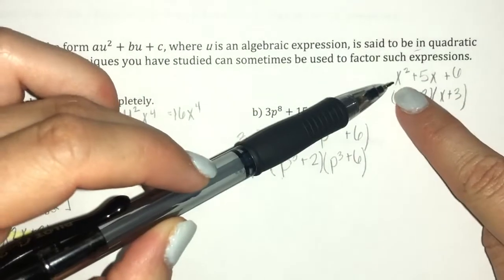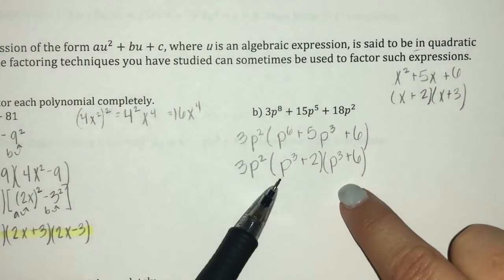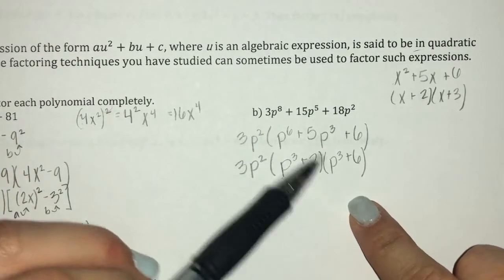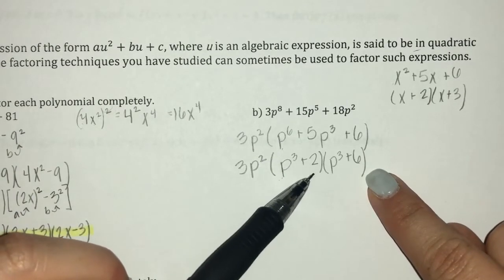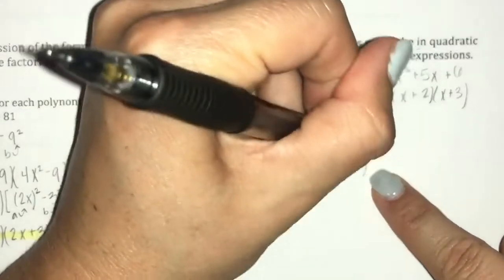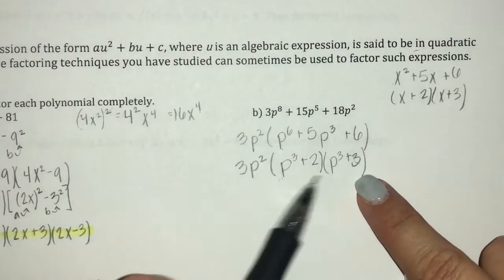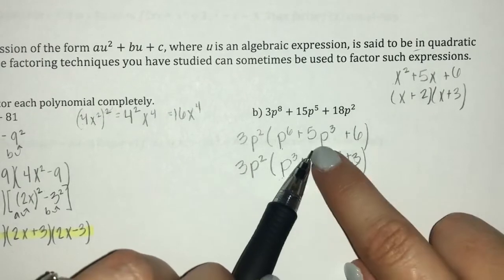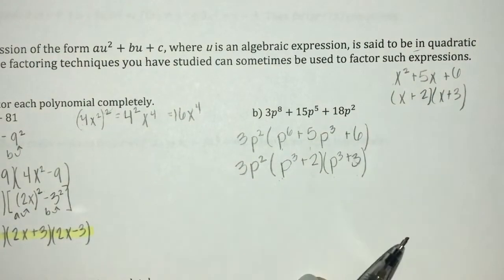So like I said, same thing, instead of the x squared getting broken down into x times x, the p to the 6 breaks down into p cubed times p cubed, because if we were to check this by FOILing, we do p cubed times p cubed, which is p to the 6, p cubed times 3, so 3p cubed, 2 times p cubed, so 2p cubed. Oh wait, sorry, excuse me, this should be a 3. I don't know where the 6 came from. So p cubed times 3 is 3p cubed, and 2 times p cubed is 2p cubed, so those add up to the 5p cubed, and then 2 times 3 gets us back to 6.